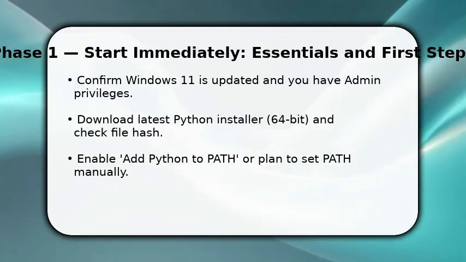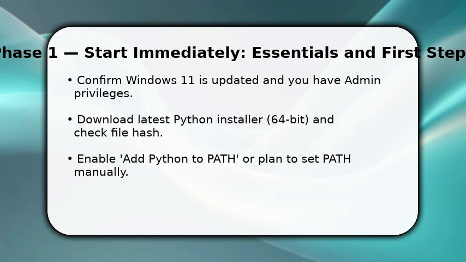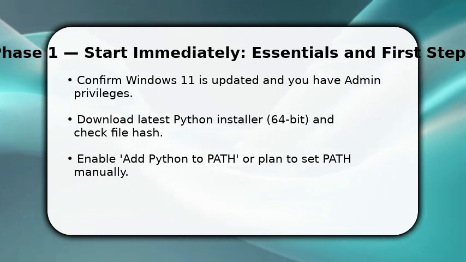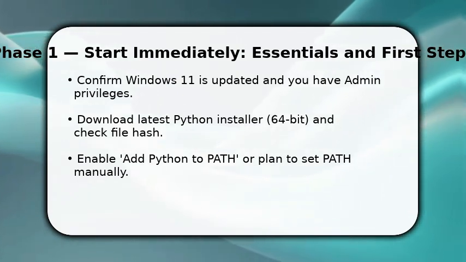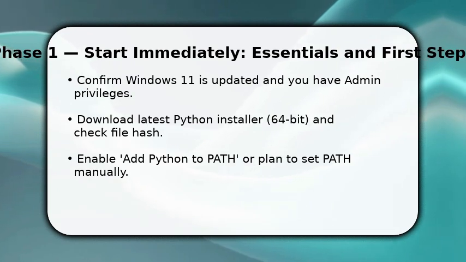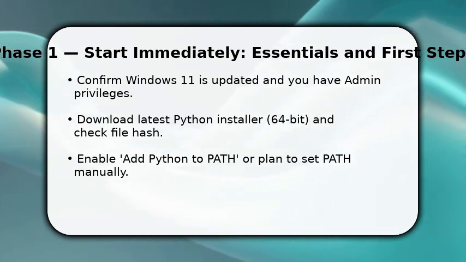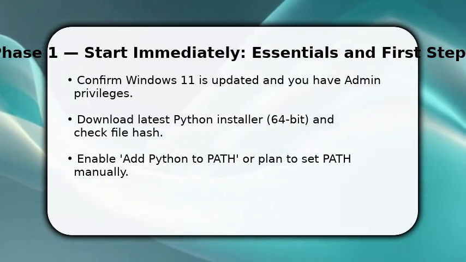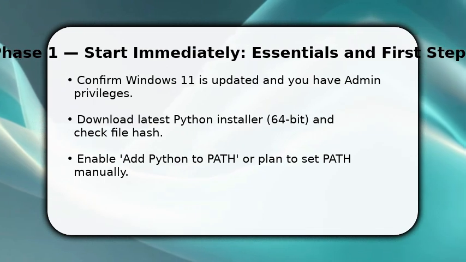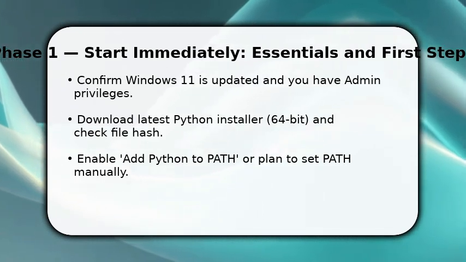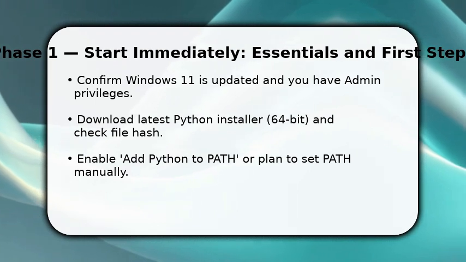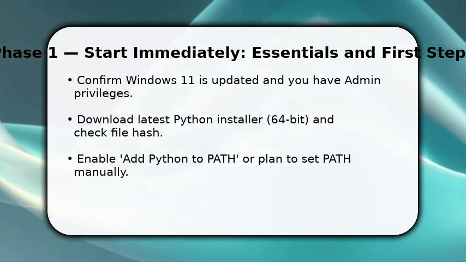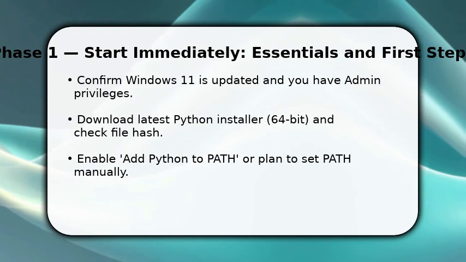You start by confirming prerequisites. Windows 11 updated and you have administrator rights because installations often need elevated access. Next, download the official 64-bit Python installer and verify its integrity. This avoids corrupted installs. Once downloaded, run the installer and make sure to check Add Python to Path. That step saves time and avoids manual environment configuration later.